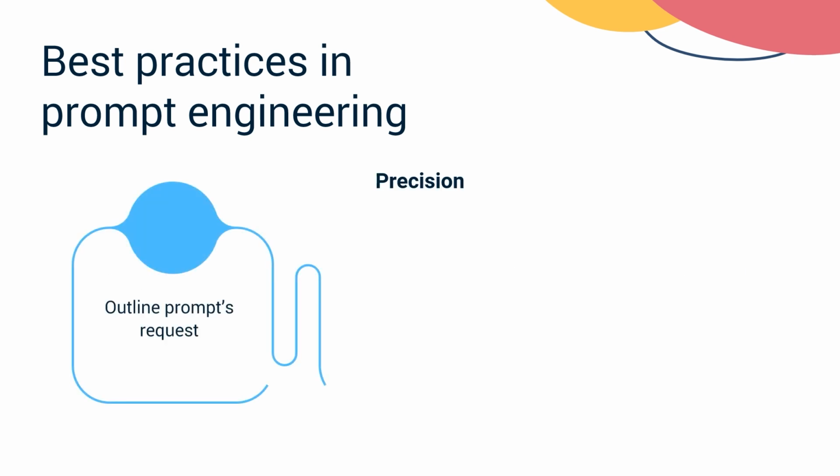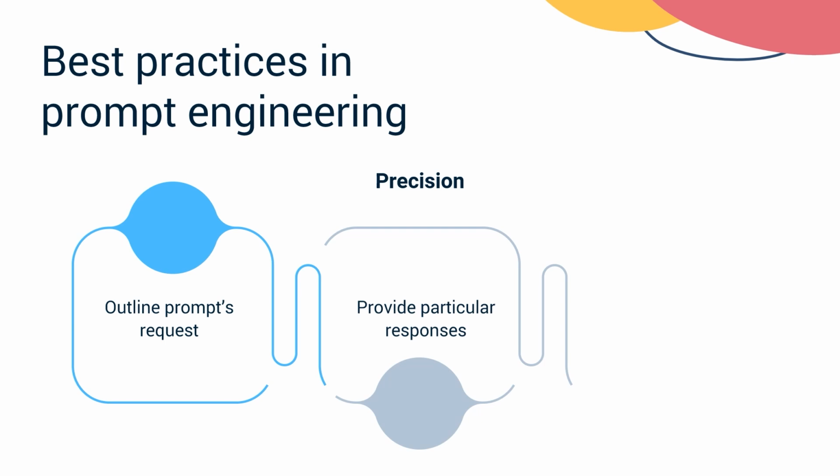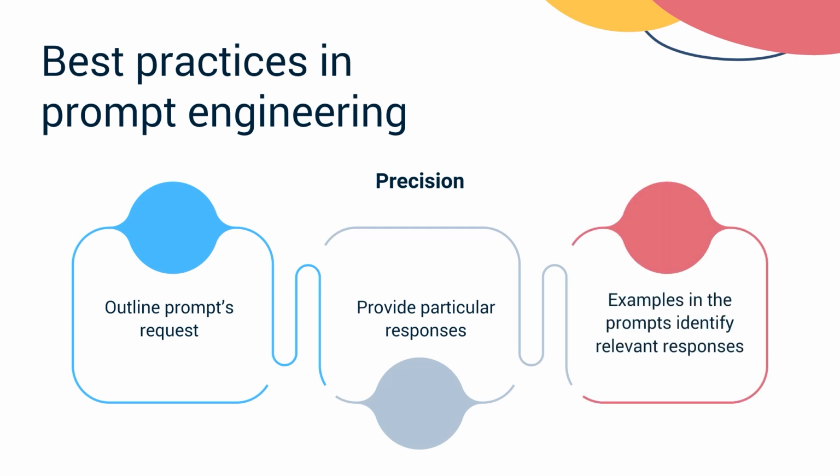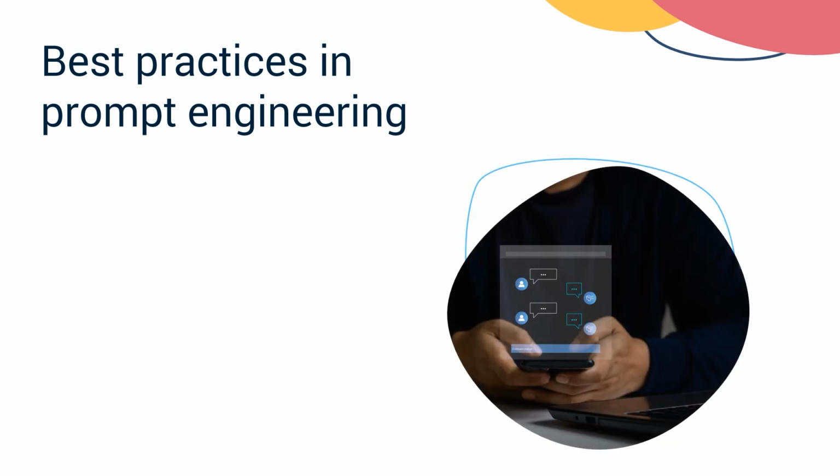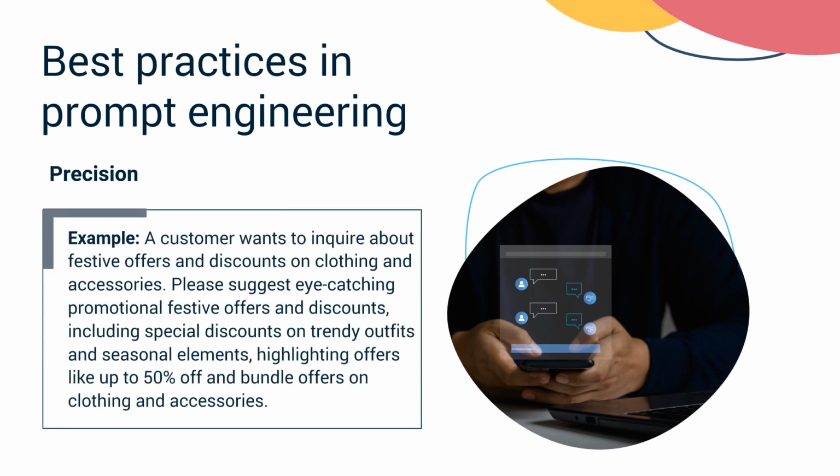Precision helps outline your request in the prompt and allows you to get clear responses. Examples included in the prompts can help the generative AI tool identify relevant responses that the customers are looking for. Let's consider an example of a precision-based prompt. A customer wants to inquire about festive offers and discounts on clothing and accessories. Please suggest eye-catching promotional festive offers and discounts, including special discounts on trendy outfits and seasonal elements.